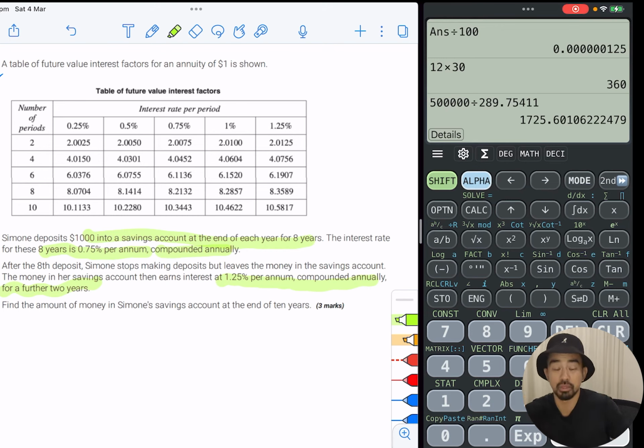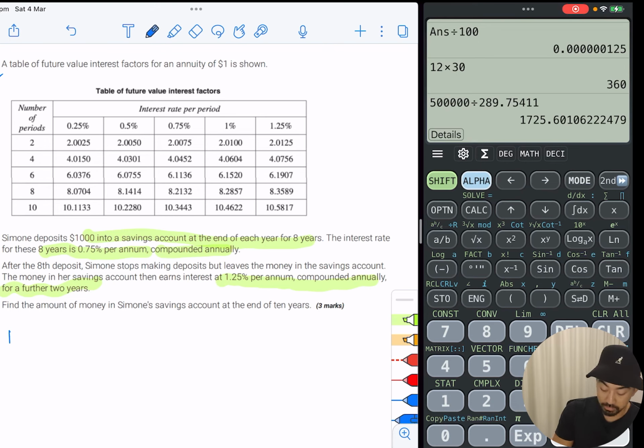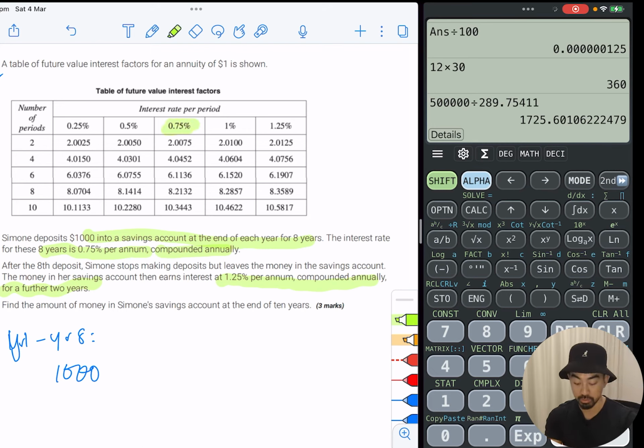Okay, so super similar to the question we did 2 questions ago. So for the first 8 years, so year 1 to year 8, she's doing $1,000 each year for 8 years, compounded annually. So 0.75 per annum, nothing to change, 8 periods. So that's going to be times by 8.2132.